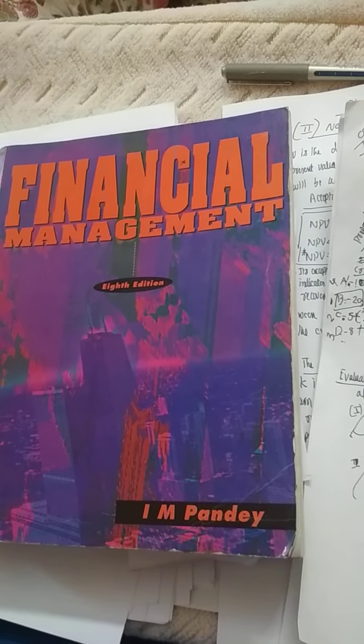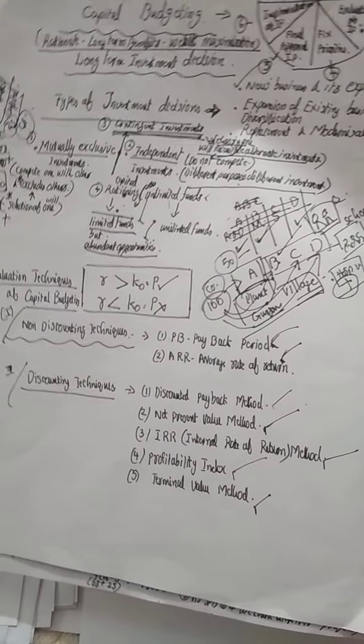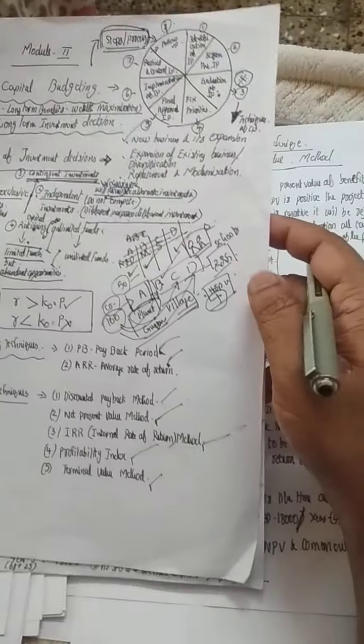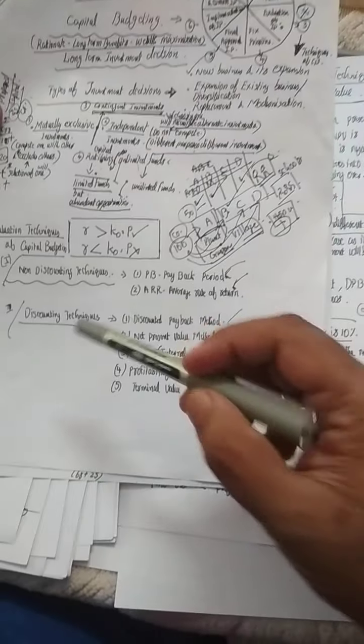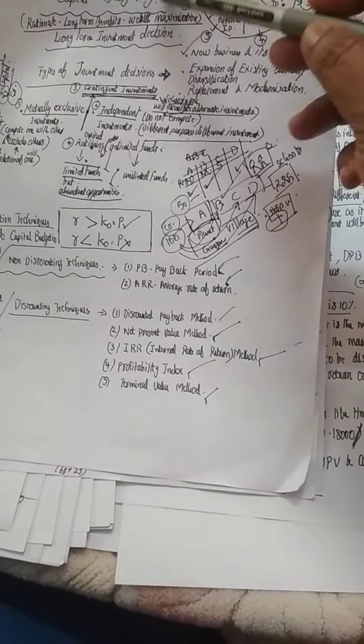Dear students, let's come back to financial management, capital budgeting chapter. Last session we had dealt with the payback period and the payback reciprocal. Now I am continuing with the discounting techniques used for capital budgeting.